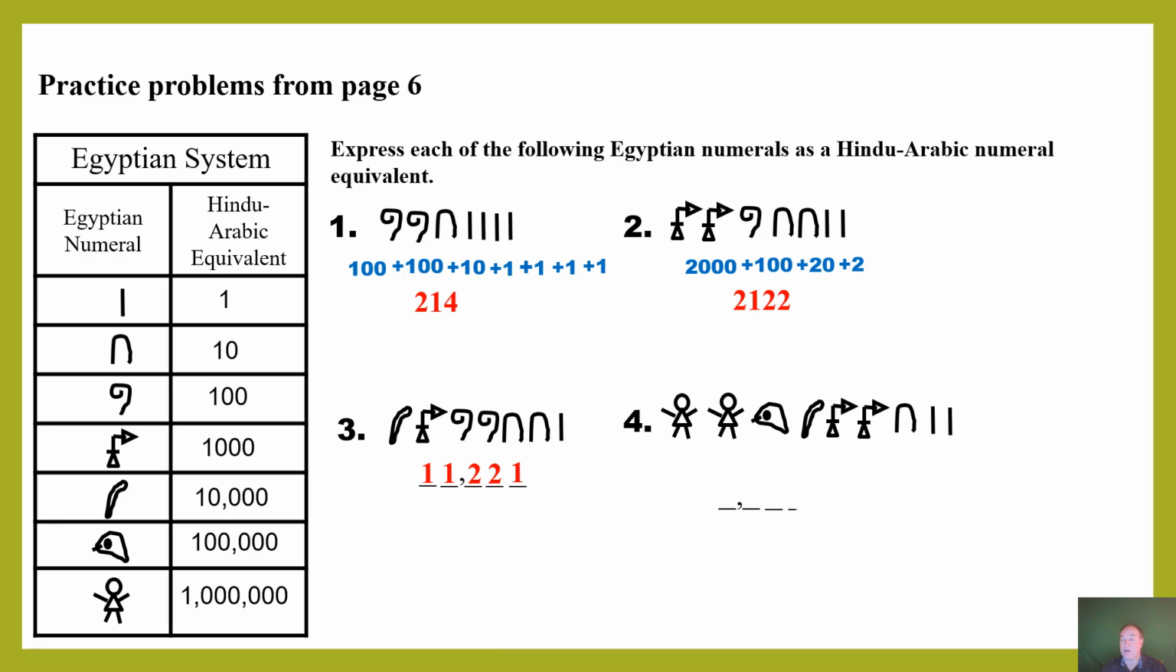Again, looking at the largest place value, we have the astonished man, which is millions. So in this case, you have 2 astonished men, so you have 2 millions. You have 1 pollywog, 1 100,000, 1 pointed finger, 1 10,000. 2 lotus flowers, so you have 2,000. No scrolls, so you have a 0 in the hundreds. You have 1 heel bone, so you have 1 in the tens. And you have 2 strokes, so a 2 in the ones. So they would be your answers. Different ways of coming up with the answers.